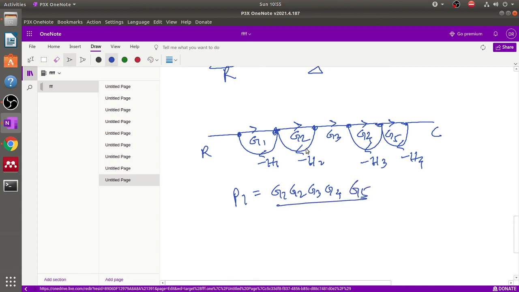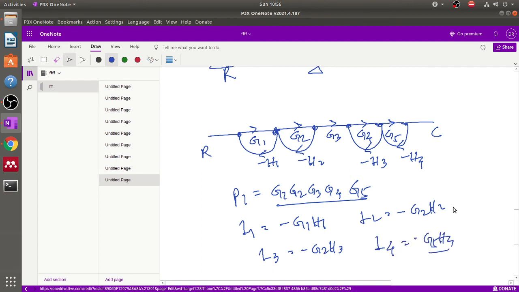There are no non-touching loops for this path. So what is L1? L1 means this loop, minus G1 into H1. L2 means minus G2 into H2. What is L3? Minus G2 into H3. What is L4? Minus G5 into H4. So these are the single loops.